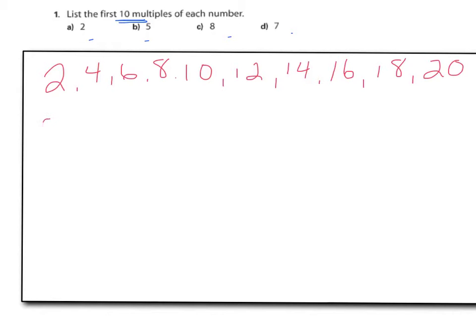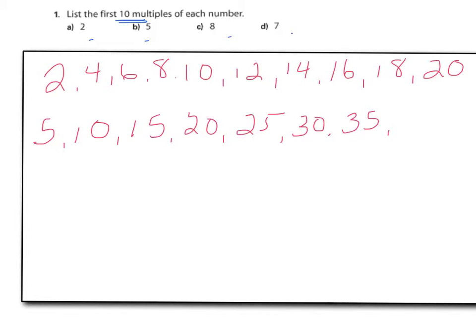Perfect. Multiples of 5. 5 times 1 is 5, 5 times 2 is 10, 5 times 3 is 15, 5 times 4 is 20, 5 times 5 is 25, 5 times 6 is 30, 5 times 7 is 35, 5 times 8 is 40, 5 times 9 is 45, and 50.